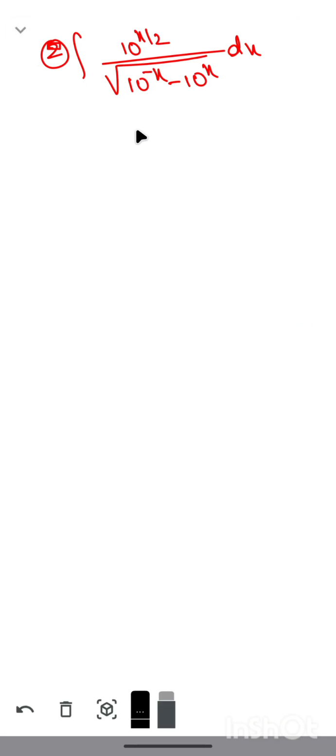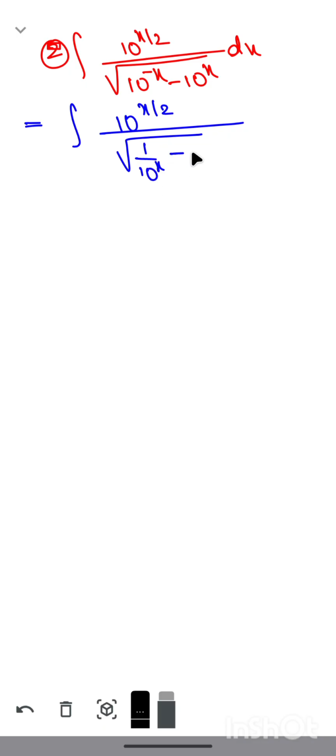Let us think. See, directly again the given problem is not related to any of the standard formulas. So let us rewrite the given question. Can we rewrite it in the following form? That is, within the square root we have 10 to the power minus x. That can be rewritten as 1 divided by 10 to the power of x, minus 10 to the power x as it is, into dx also as it is.